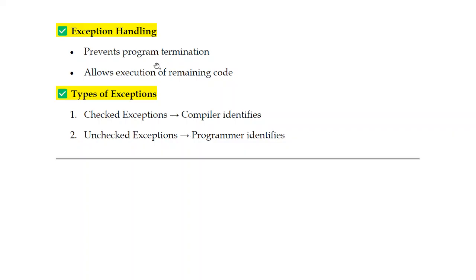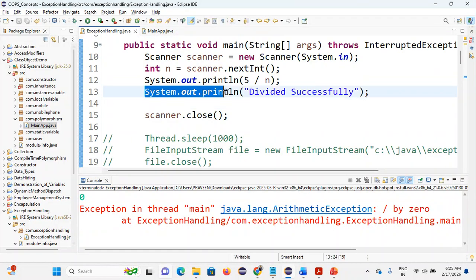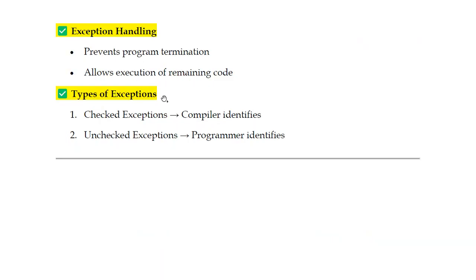The final thing, exception handling, is a mechanism to handle this type of exception. As a programmer or developer, you should handle this exception. It allows the execution of the remaining code and prevents program termination. Due to this exception, line number 13 is not executed because of line number 12's wrong input 0. So you should handle that. The remaining lines 13, 14, and 15 should be executed.